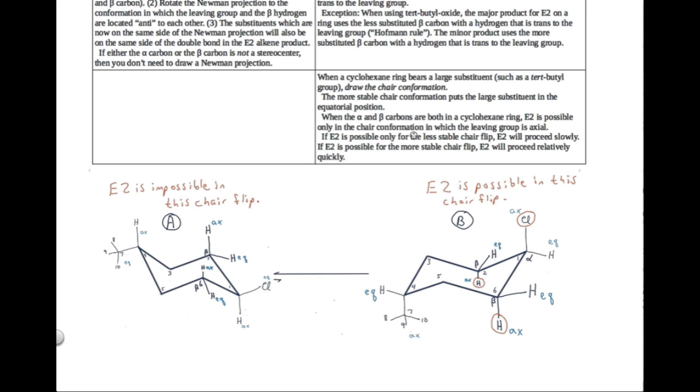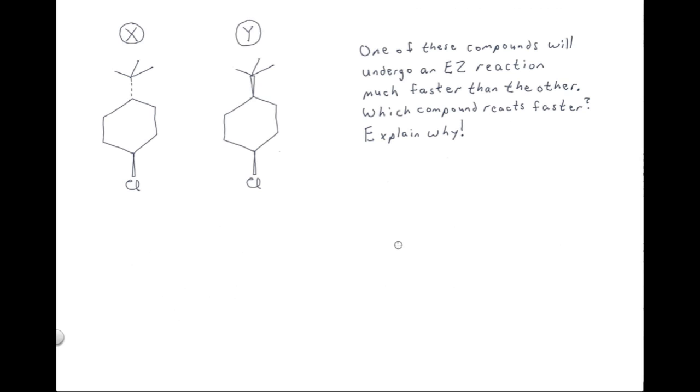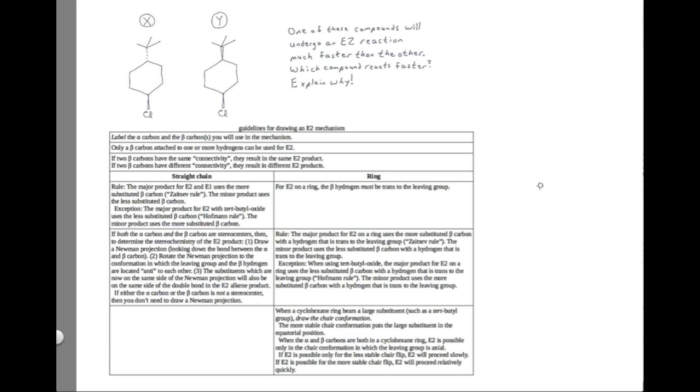If E2 is possible only for the less stable chair flip, then E2 will proceed slowly. That was the case with this molecule. E2 is possible only for chair flip B, which is the less stable chair flip, so E2 proceeds very slowly for this molecule. On the other hand, if you had a different molecule where E2 was possible for the more stable chair flip, then E2 would proceed relatively quickly. Please pause the video and try this problem. Now let's discuss.